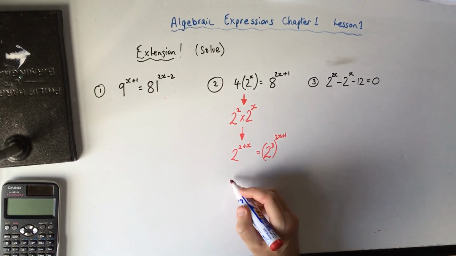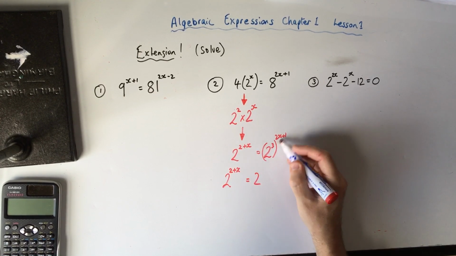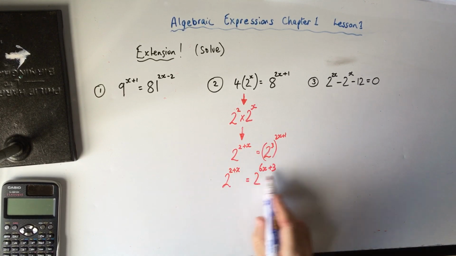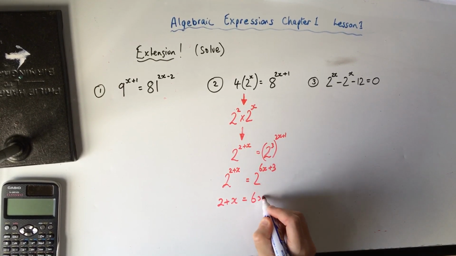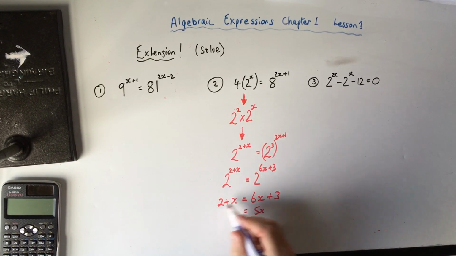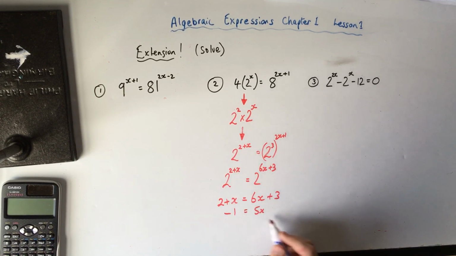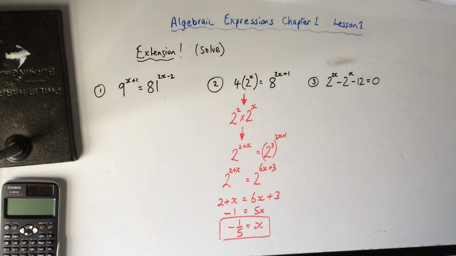So when you times those out, you've now got 2 to the 2 plus x is equal to 2 to the 6x plus 3. Okay, and now we're back to how we were here, so we can go 2 plus x is equal to 6x plus 3. Take x off both sides, 5x, and take 3 off both sides, so minus 1. So therefore x is equal to minus 1/5, dividing both sides by 5. Okay, so that was clever, wasn't it?